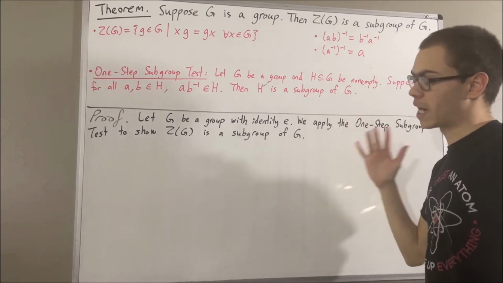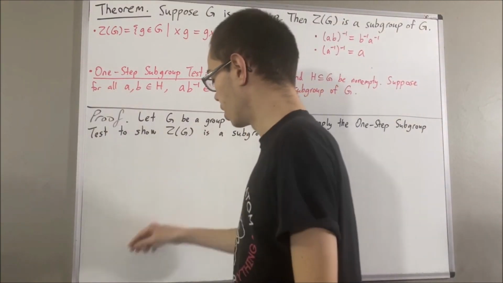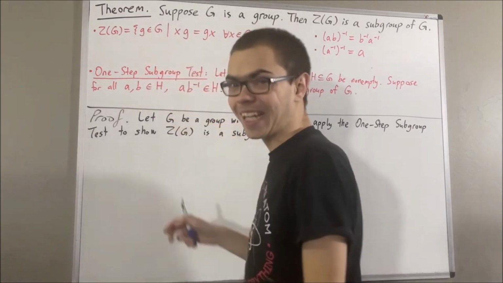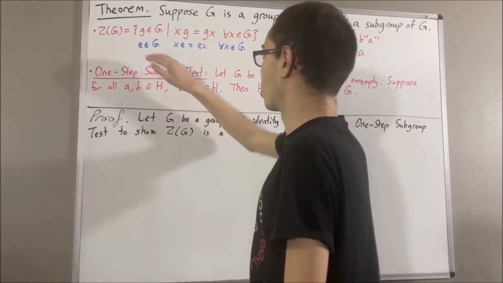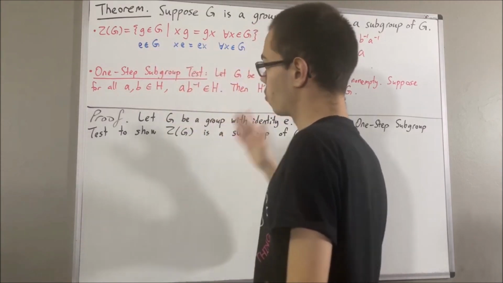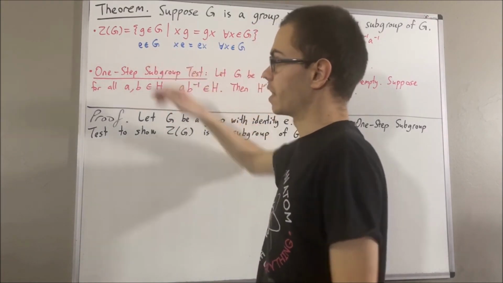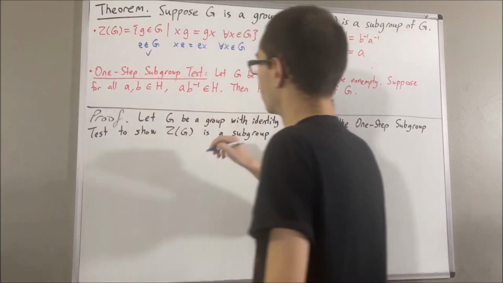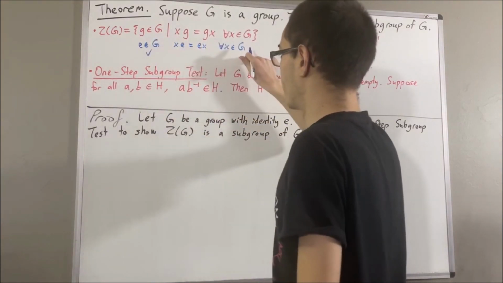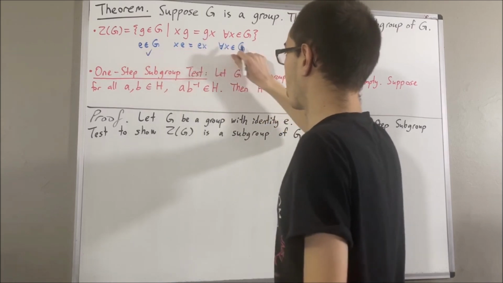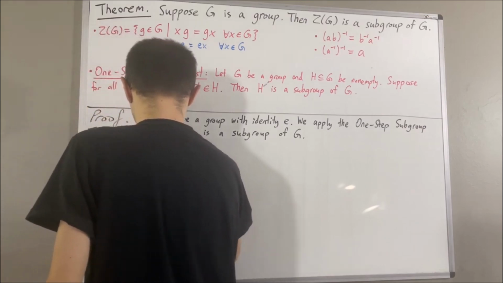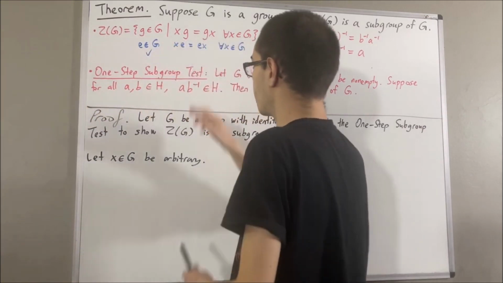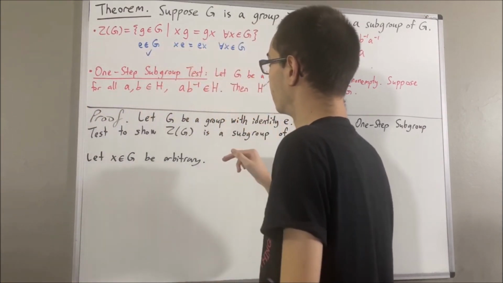And to show that the identity element belongs to the center of G, let's take g to be e. In that case, we want to verify that this is true. Now, we know that the identity element of G is an element of G, so we're good here. So now we want to verify this condition. And to prove this condition, let's consider an arbitrary element of G, called x. From here, we want to show that xe is equal to ex.